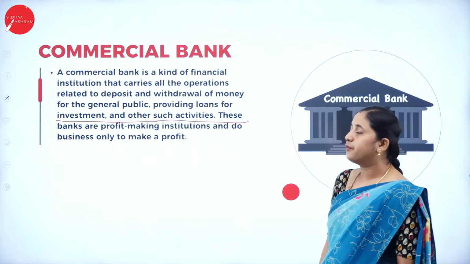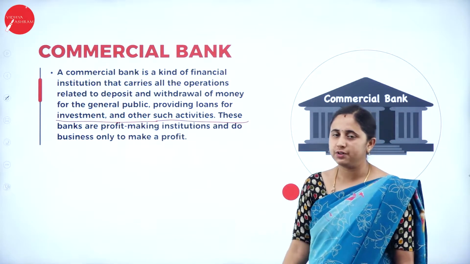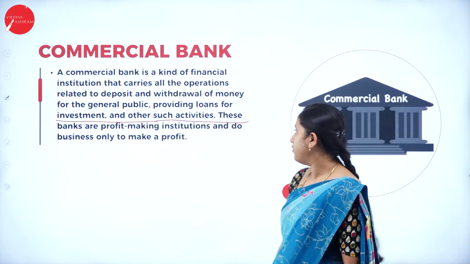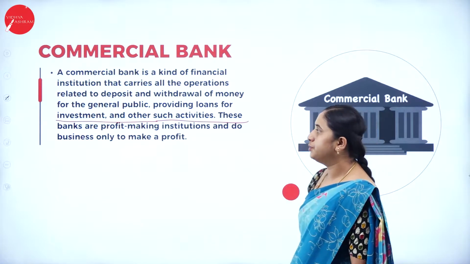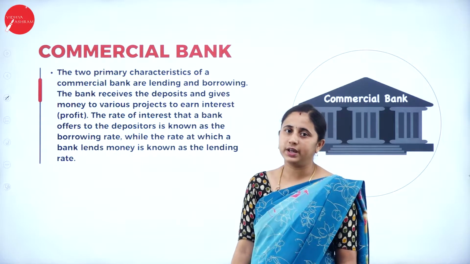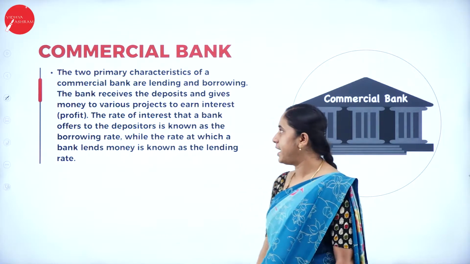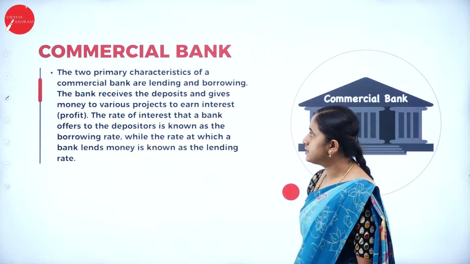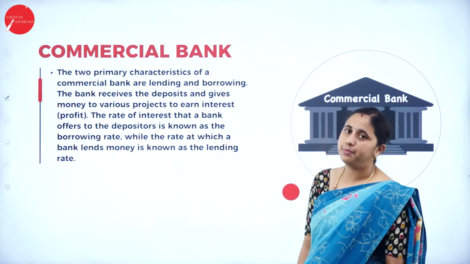So these banks are profit-making institutions. The main objective of a commercial bank is to make profit. They do business only to make profit. Profit is the only motive of commercial banks. So the two primary characteristics of commercial banks are lending and borrowing.